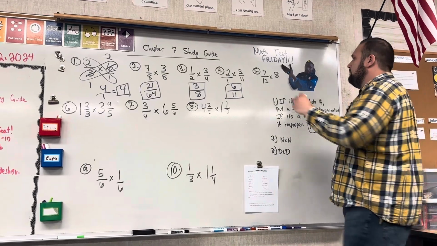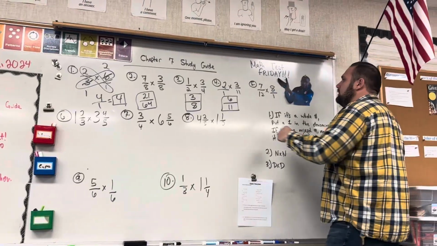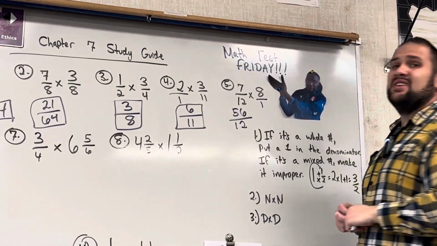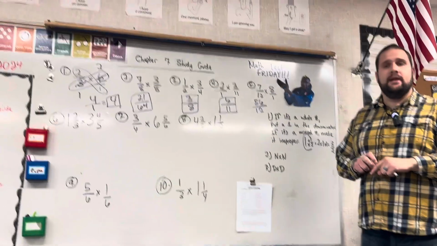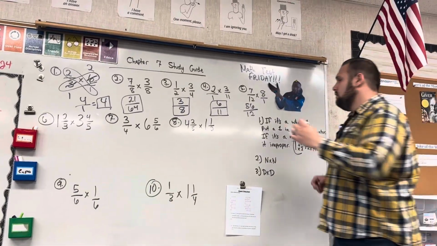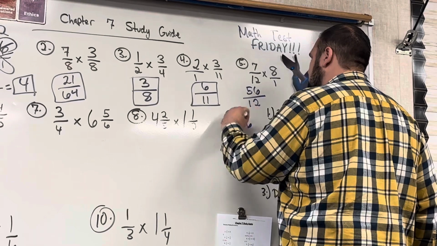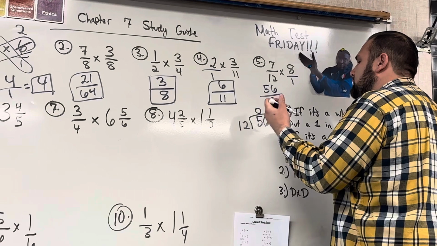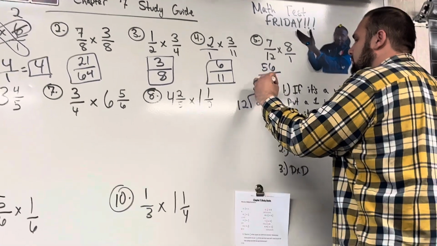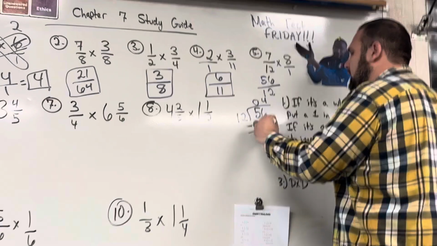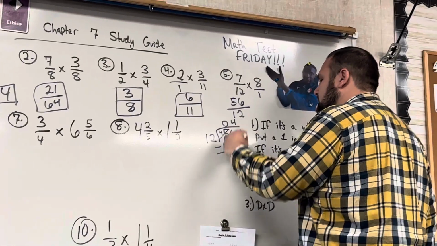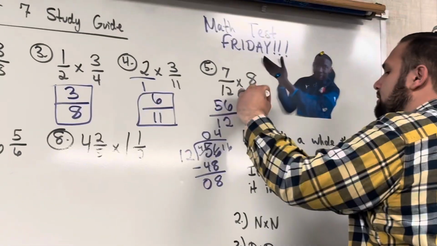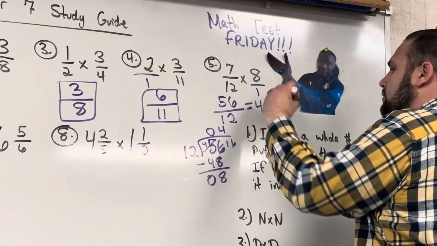And number 5, same thing. Put a 1 under the whole number. 7 times 8 is 56. 12 times 1 is 12. I don't care if you keep it improper. 56 over 12 can be the right answer. But let's say we want to make it a mixed number. Well, we go 56 divided by 12. 12 goes into 5 0 times, but it goes into 56 4 times. 12 times 4 is 48. 56 minus 48 is 8. So, 56 over 12 is the same as 4 and 8 over 12.